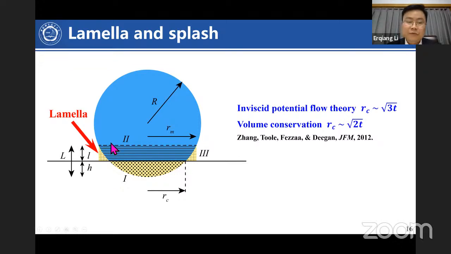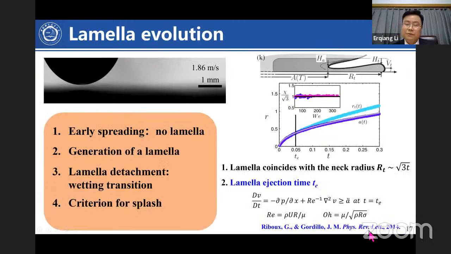From volume conservation, you can very easily get the change with time of the neck radius, R_m. It is proportional to the square root of 2t, where t is time. From inviscid potential flow theory, you get a more precise expression, which is the square root of 3t. In this 2014 paper, Professor Gordillo's group gave a very detailed description of the lamina evolution at different stages. We can divide it into 4 stages.